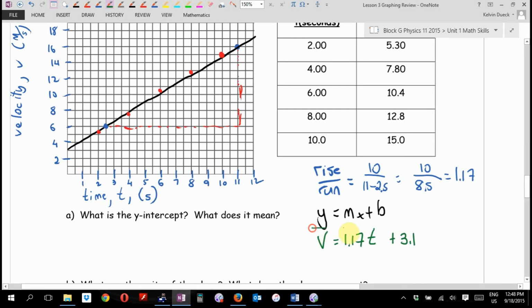And I'll put a box around this. This is my equation of best fit, my line of best fit. We should all be close to each other. 1.2 for time. Yep, that's what. In fact, that's what I got last class. 1.2.